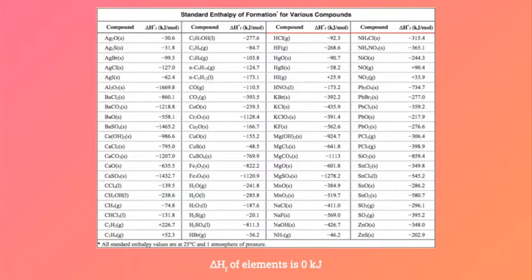Here's a table of the enthalpies of formation of various compounds. As you can see, however, there aren't any elements listed, and that's because elements have enthalpies of formation of 0. That's an important thing to remember. Elements have enthalpies of formation of 0.